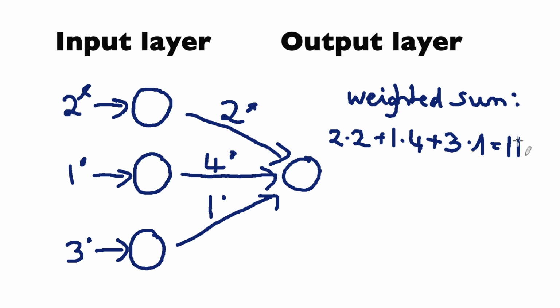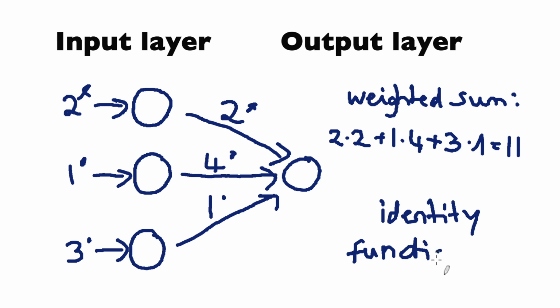Now in the next step different things can happen. If the second function of the output neuron in the output layer is the so-called identity function, the output will be the same as the input, which is in our case 11.